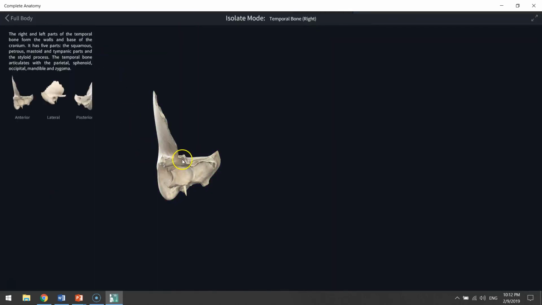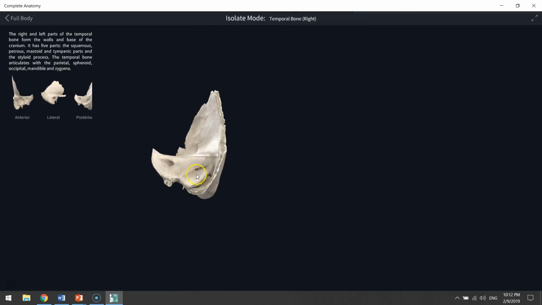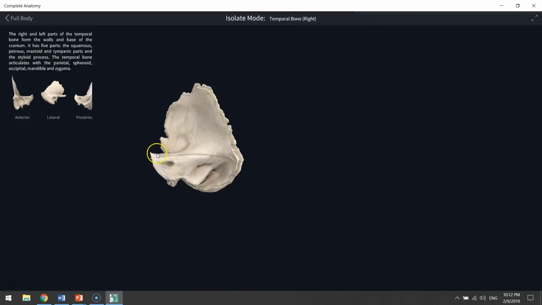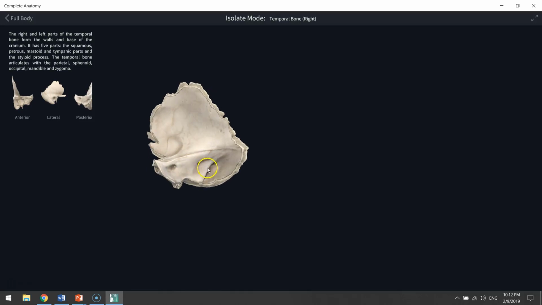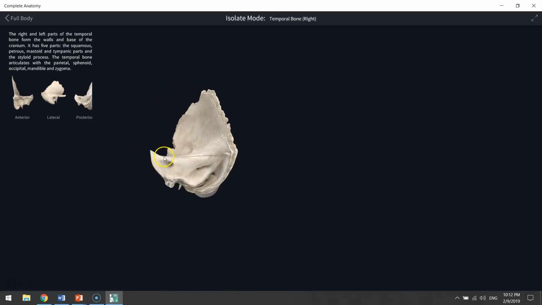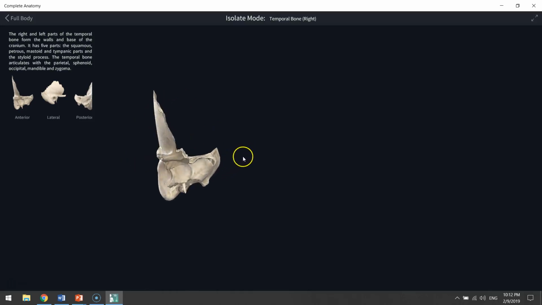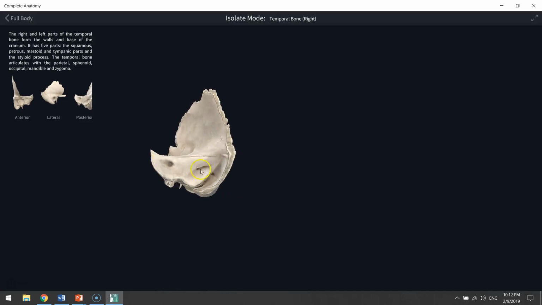Isolating the temporal bone, you can see deep in the structure the fourth part, the petrous part. The petrous part houses the internal ear components, vestibular and cochlear components. Here you can see the internal auditory meatus, which houses the vestibulocochlear nerve.